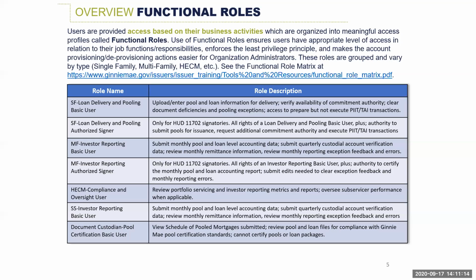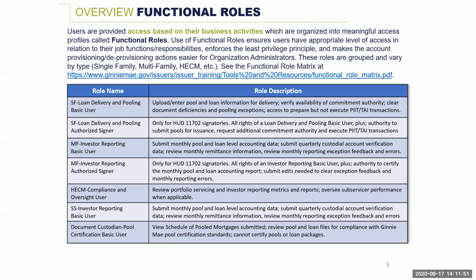And these are the functional roles that I was talking about. The way that system access is granted in MyGinnieMae is fundamentally different than we've done it in the past. You need to be less concerned with the individual systems that a user needs and more aware of the business role that they play in your organization. So for example, someone who is responsible for delivering pools and is a token holder, otherwise known as an authorized signer on the 11702, would need to have that single family loan delivery and pooling authorized signer functional role.